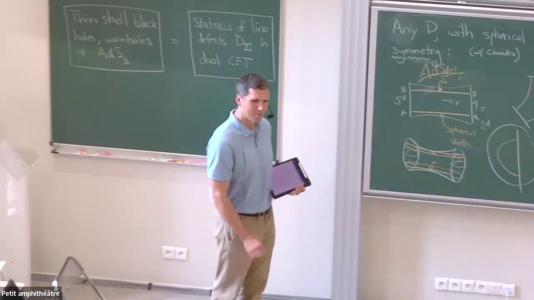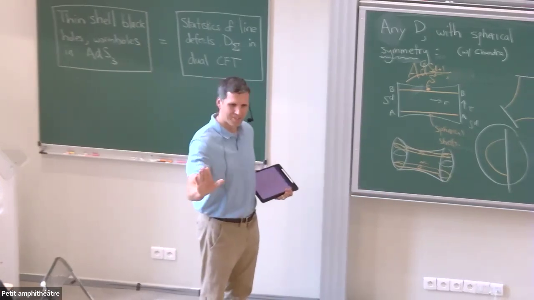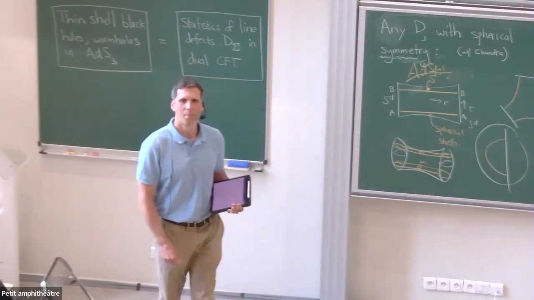What do you want to average? You want to average black hole microstates. You don't want to average gravitons. And so first you have to take off all the gravitons. We don't know how to do that.